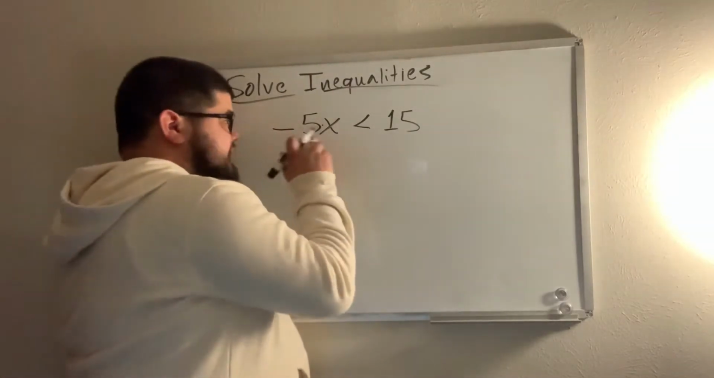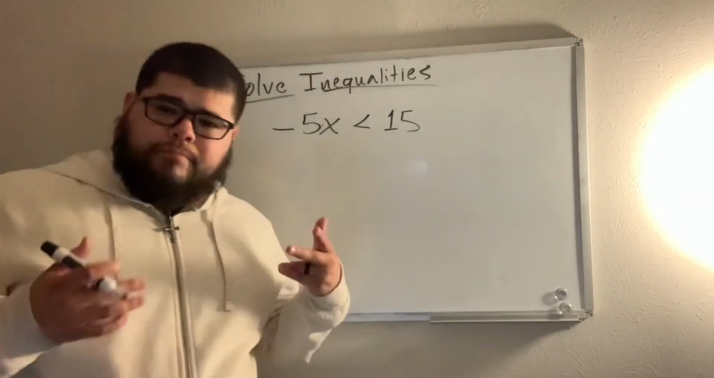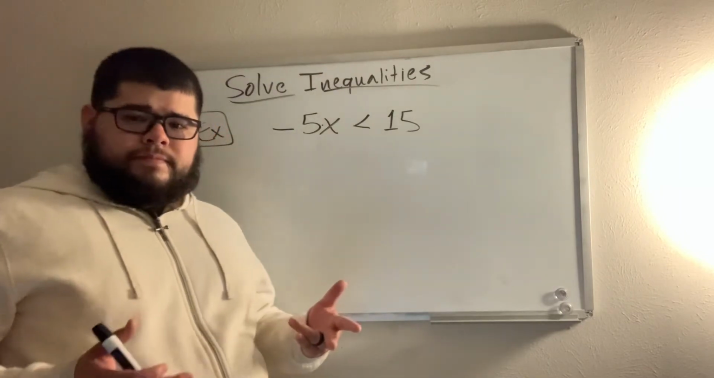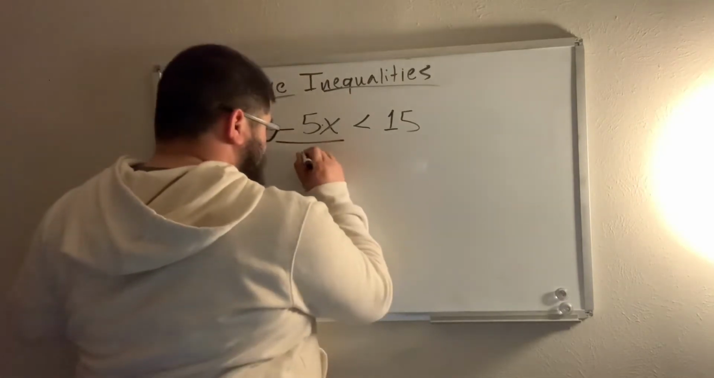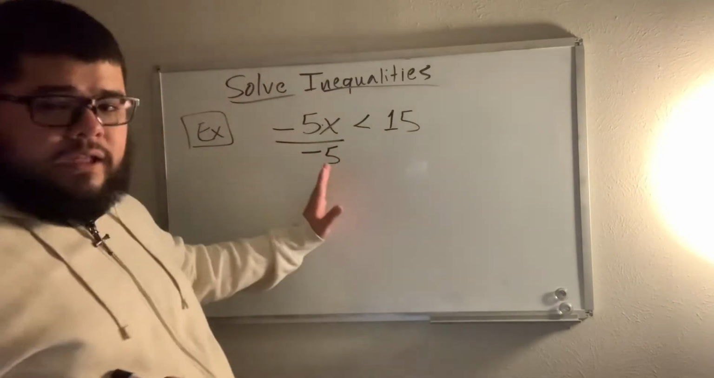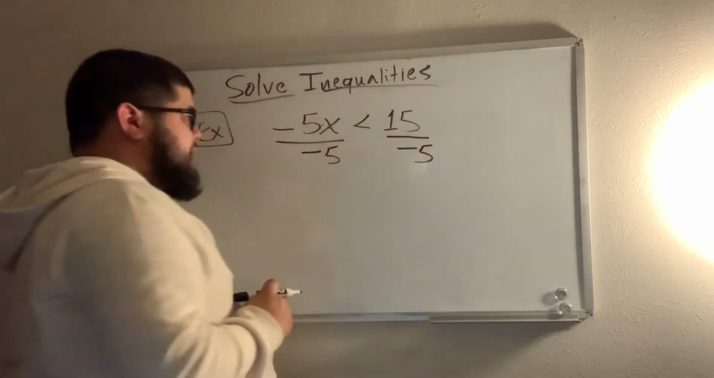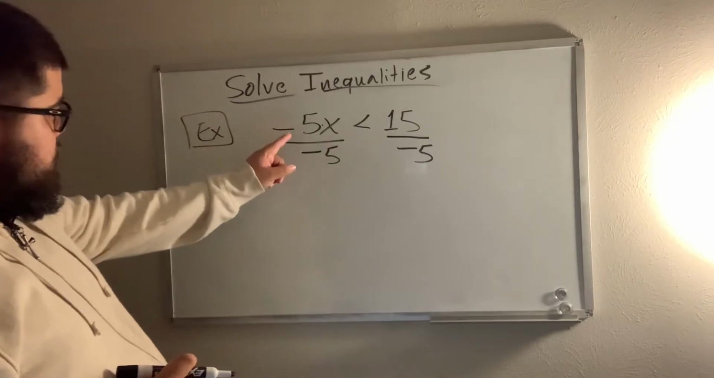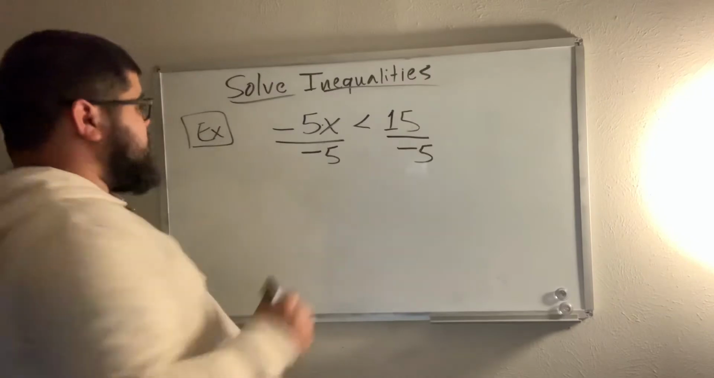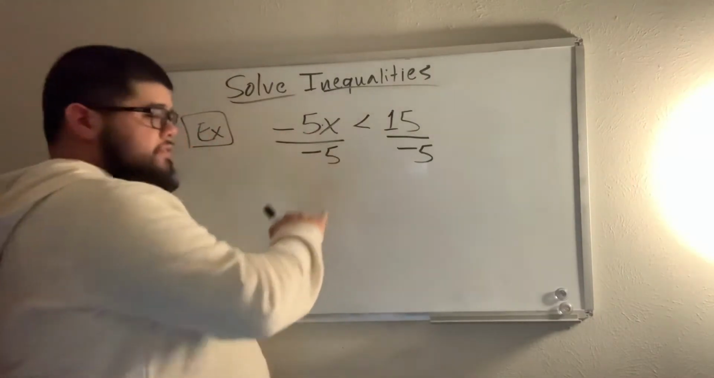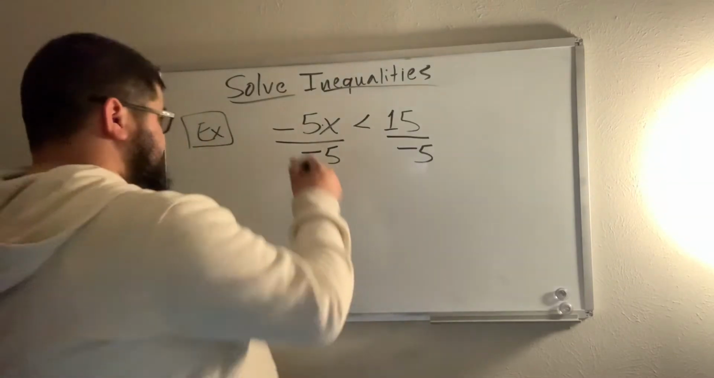This is a negative 5 times x. So the x is being multiplied by negative 5. What is the opposite of being multiplied by negative 5? Dividing by negative 5. Whatever you do to the left, you have to do to the right. So we're going to divide by negative 5. Now, what's a negative divided by a negative? Positive, right? Or again, negative 5 divided by negative 5, anything divided by itself is 1. So we're going to cross those out.